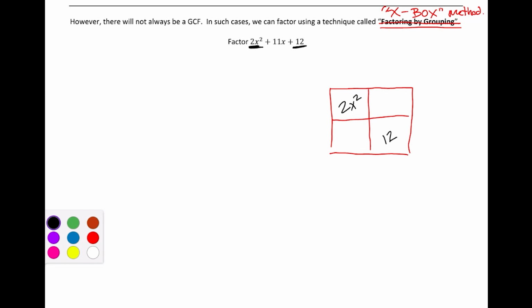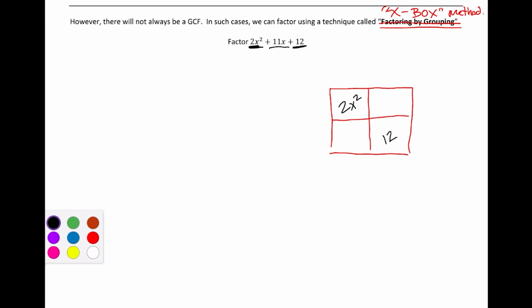And we need to come up with two terms that add up to 11x. Now there are a lot, and by a lot I mean infinitely many, different combinations of terms that could add up to 11x. Right? You could have 1x plus 10x, or 5x plus 6x. But there's only going to be one combination that's going to work so that we get the correct factors.